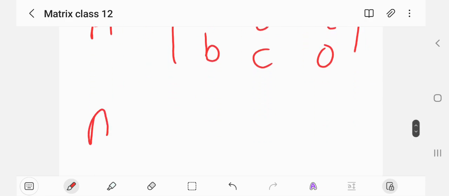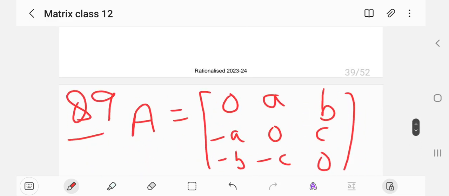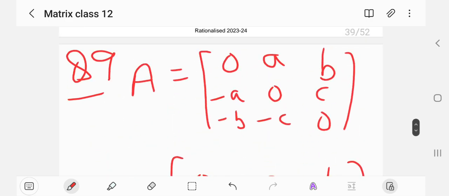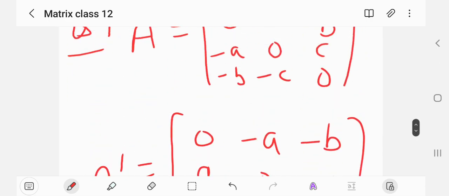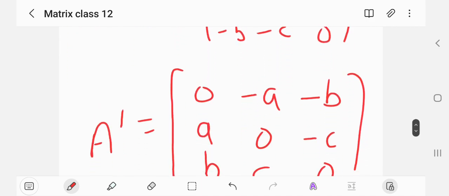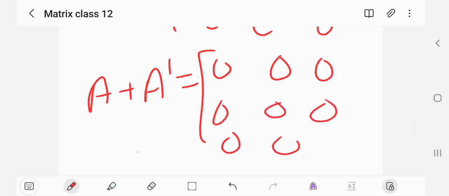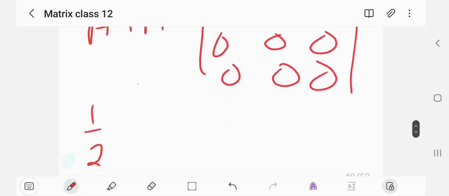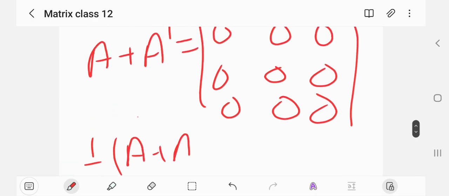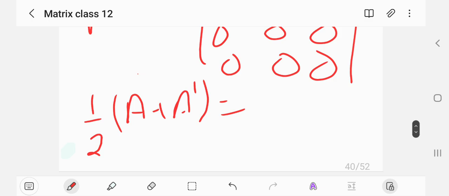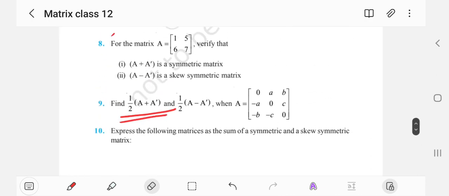Now I have to find A plus A transpose. What will A plus A transpose be then? 0 here, 0 here, it is also 0. So if you examine, all the entries are actually 0, right? And if I take half of it, basically multiplying each and every entry with half, I get the same matrix. Okay, now I have to show what I have to, not. Sorry, the showing part is in the next question. I have to just find it.